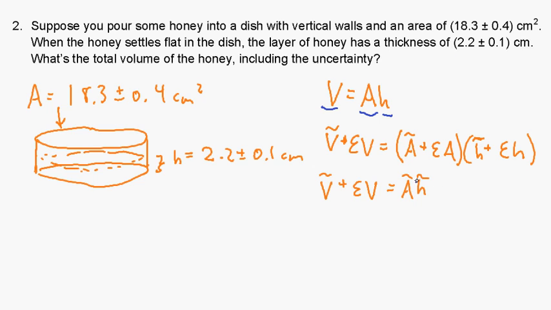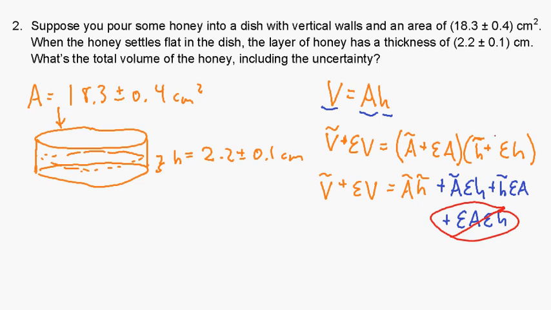So A squiggle H squiggle plus outer, which is A squiggle error in H, plus inner, which is H squiggle error in A, plus the last terms, which is error in A times error in H. And as we discussed in class, this term is going to be very, very small. You can in fact plug in numbers for all these because you know these all. A squiggle is 18.3, error in A is 0.4, etc. And when you plug in the numbers, you will realize that this last term is tiny compared to the others, so you get rid of it.